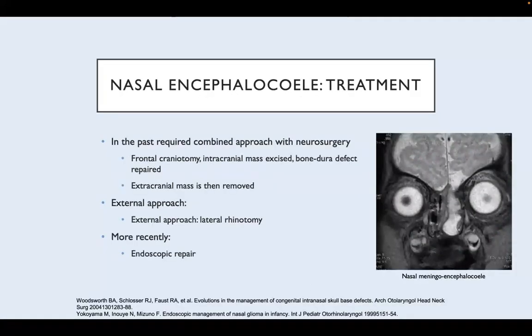In terms of their treatment, in the past they required a combined approach with neurosurgery, but even now, it depends how they present. They would need a frontal craniotomy, you then excise the intracranial component of the mass, then address the bony dural defect, and then the extracranial mass is removed subsequently. With an external approach, if amenable, you can do a lateral rhinotomy. And more recently, there have been descriptions of endoscopic repairs, but it's very much dependent on how the lesion presents, where exactly it is, and the extent to which the intracranial connection exists.